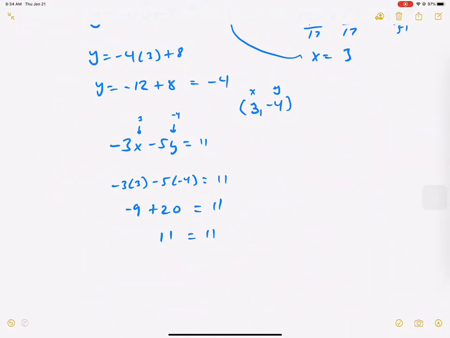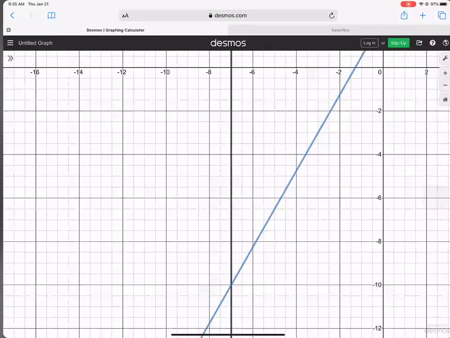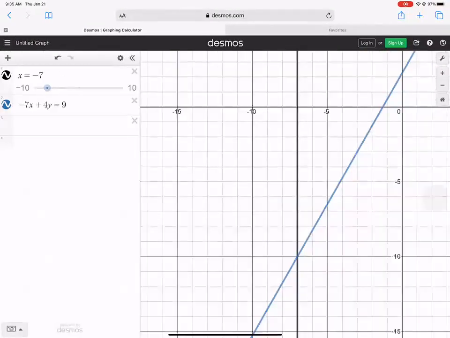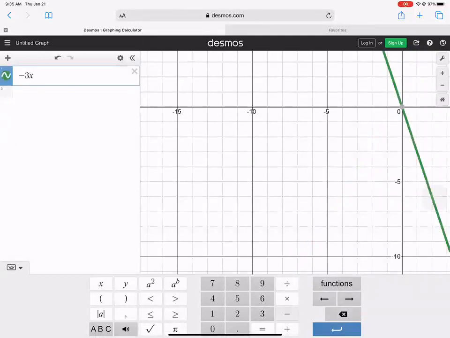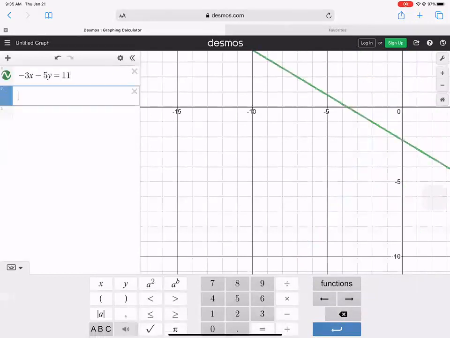So I want to also do one more thing. I want to go ahead and graph this for you guys to show that this would have been the right answer. Okay, so let's go ahead and copy these equations here. I have negative 3x minus 5y equals 11. And the next one is 4x plus y equals 8.